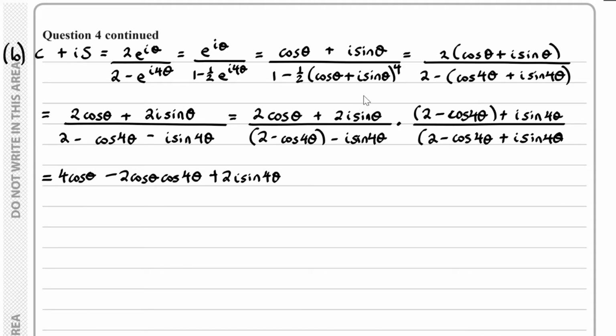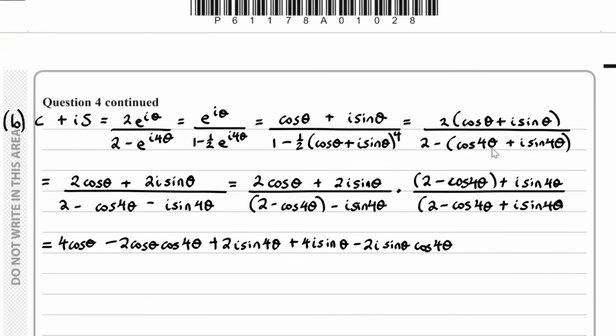And then we have the other 3 terms. We have 2i sine theta times 2. That's 4i sine theta. And then we have 2i sine theta times minus cos 4 theta. That's minus 2i sine theta cos 4 theta. And then we have 2i sine theta times i sine 4 theta.